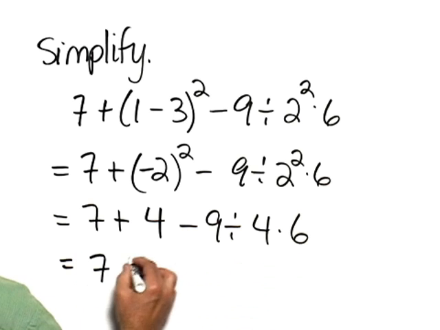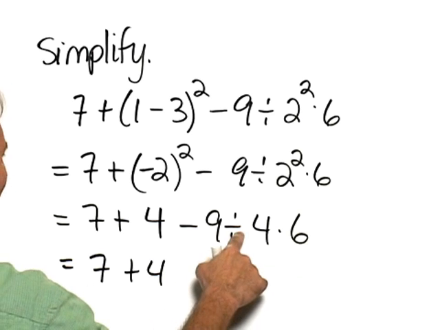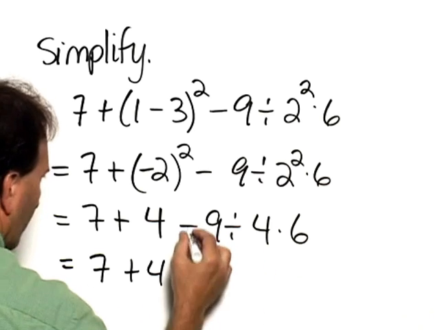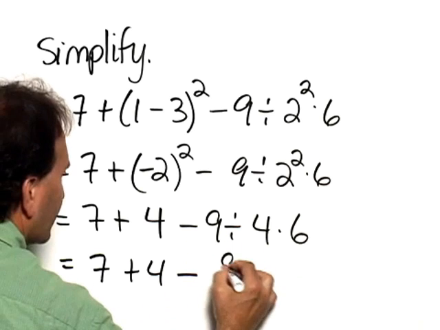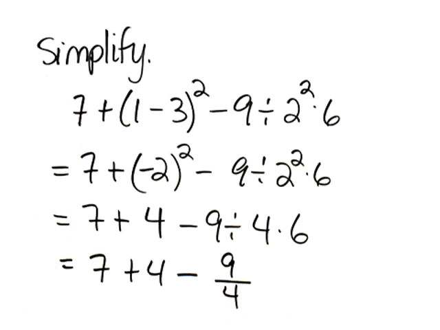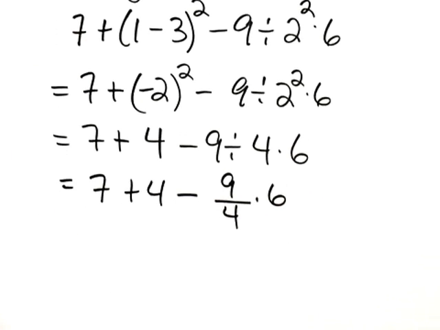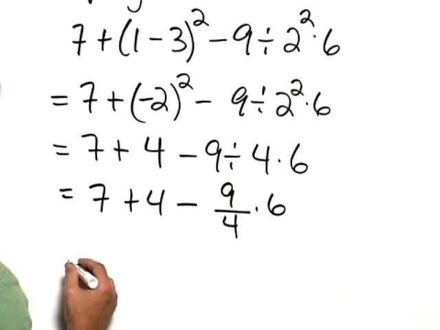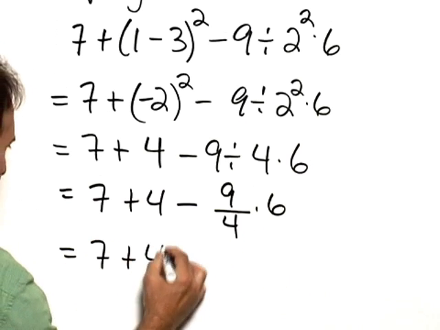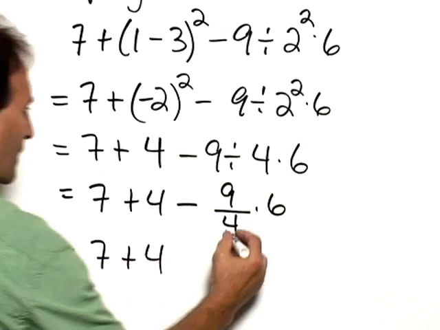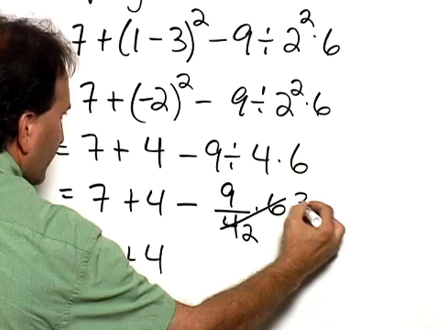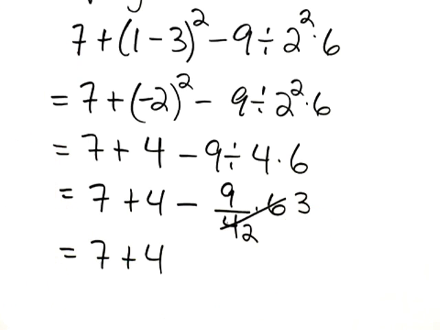So this would be 7 plus 4 minus 9 divided by 4, so we have our minus, we could write as 9 over 4 and then times 6. The advantage here is we can now simplify this multiplication. We have 7 plus 4, and we can divide 4 by 2 and divide 6 by 2, which gives us 2 for the 4 and 3 for the 6.